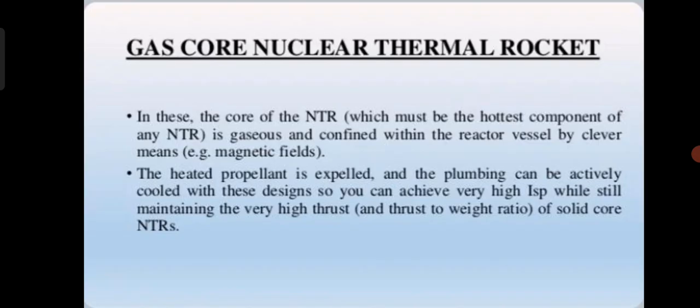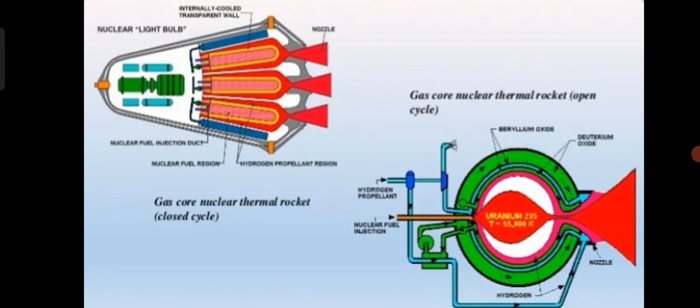The second one is the gas core nuclear thermal rocket. In this, the core of the NTR, the hottest component, is a gas confined within the rocket vessel by clever means. The heated propellant is expelled and pumping can be achieved as in cooled designs, so you can achieve very high ISP while still maintaining the very high thrust of a solid core. Gas core nuclear thermal rockets can be identified as shown in the figures.